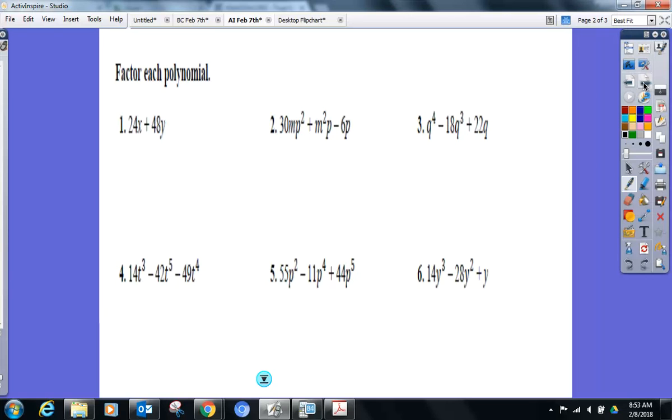Everyone ready? 24 and 48. Start with the coefficients. Don't yell anything out. I'm looking for the largest number that goes into 24 and 48. Don't yell anything out. Largest one, not the first one you find. The largest one. 24 and 48.